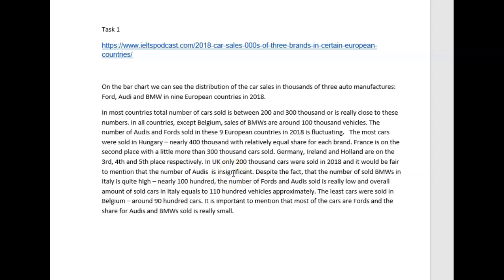"Despite the fact that the number of sold BMWs in Italy is quite high, nearly 100,000, the number of Fords and Audi sold is really low, and overall the amount of sold cars in Italy equals 110,000 vehicles approximately." You don't put a comma after "fact," and get rid of "equals." "The least cars were sold in Belgium, around 90,000 cars. It is important to mention that most of the cars are Fords, and the share of Audis and BMWs sold is really small."